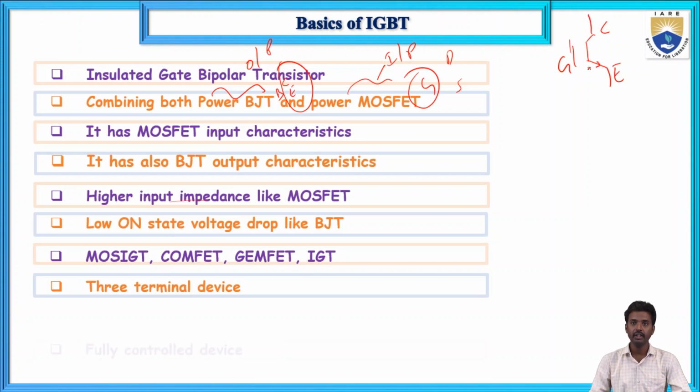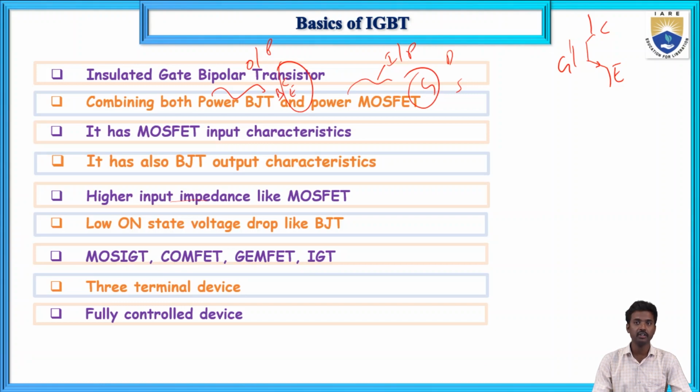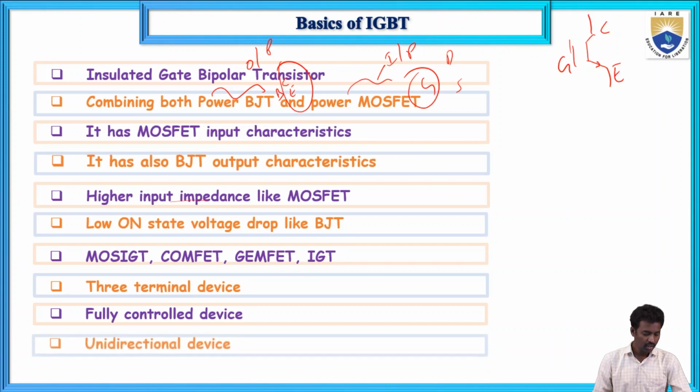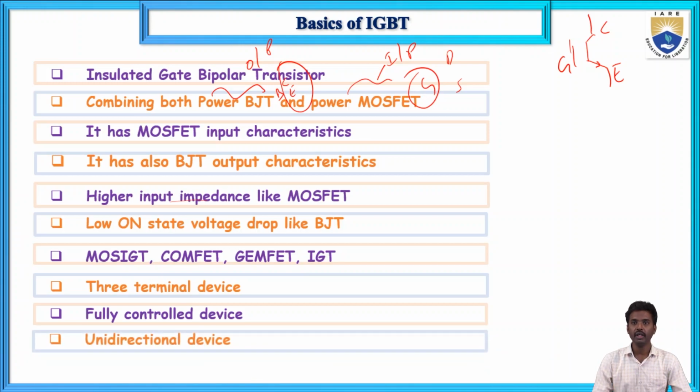Here this is the symbol. And next, it is a fully controlled device: on state and off state are in our hand. We can control the turn on and turn off of the IGBT switch without using any external commutating device. It is also a unidirectional device, the direction is only from collector to emitter.